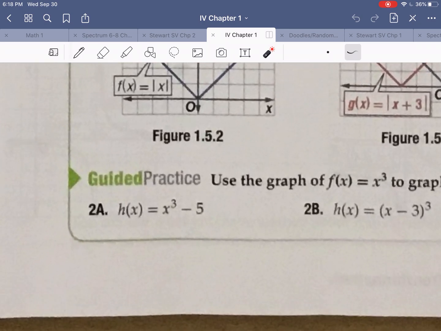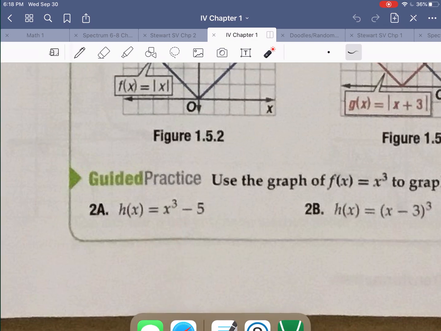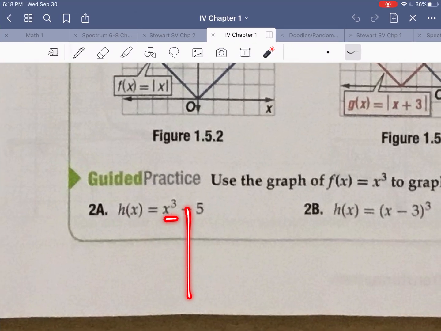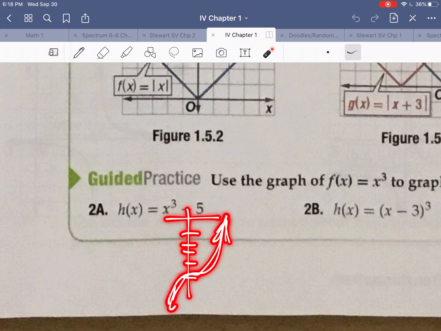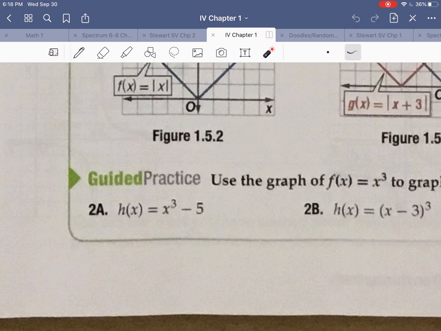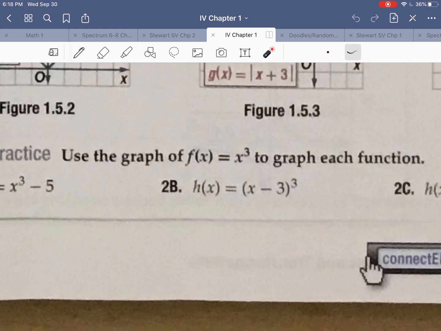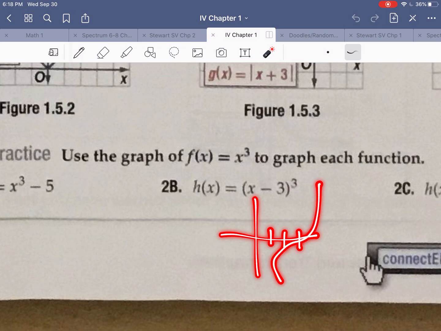So this one right here, if I quickly sketch it, it's my cubic function, but it's shifted down 5. So it would be 1, 2, 3, 4, 5. It would look something like that, or something better than that, but you get it. This one right here, x minus 3, that's going to shift it to the right 3, so it's going to go like that.